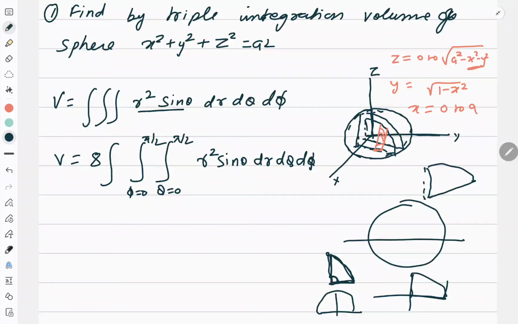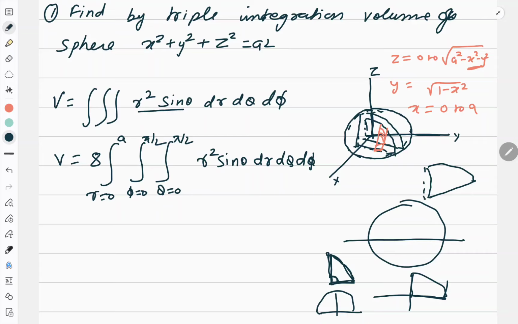Correct? And if, instead of taking the four parts, you take only say 2 parts, then the limits will change accordingly. And r is from 0 to the radius of the sphere, which is a. Now the best part is what? The best part is that it is a constant limit question now. Right? It is a constant limit question.